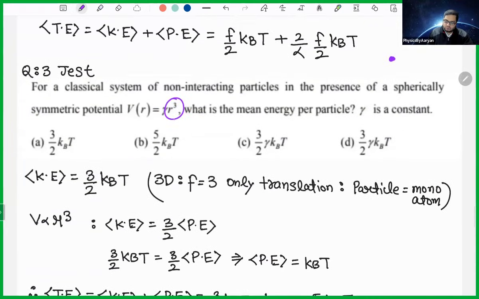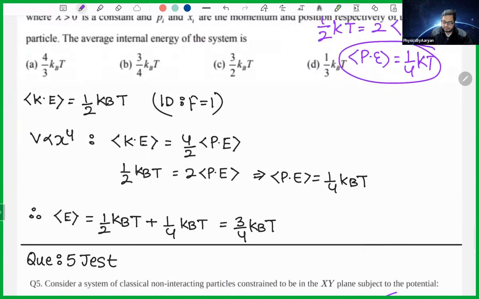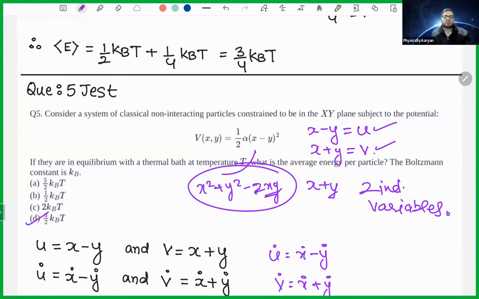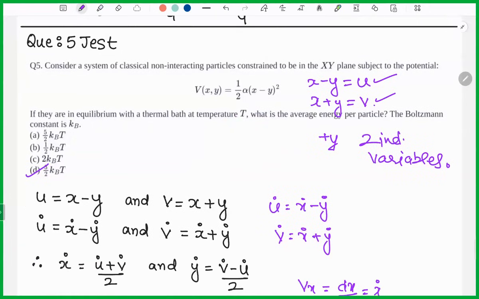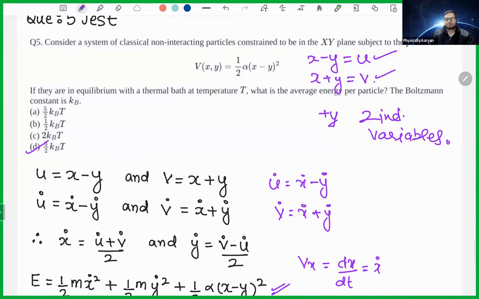In this, you can directly see only r cube. So I can easily use this. So I can easily use virial theorem in these two questions because there was no coupling. But in this, you see x and y variables were coupled together. They were in one equation. So I had to decouple using the smart trick in which I said, let's say x minus y is one variable and x plus y another.